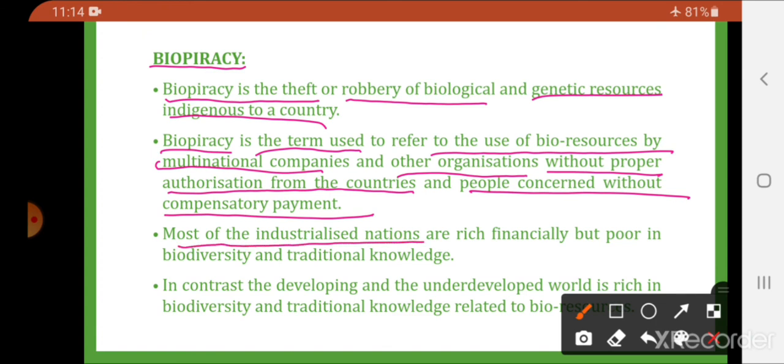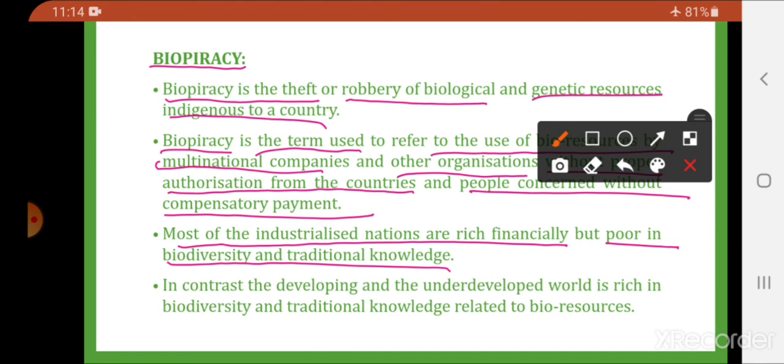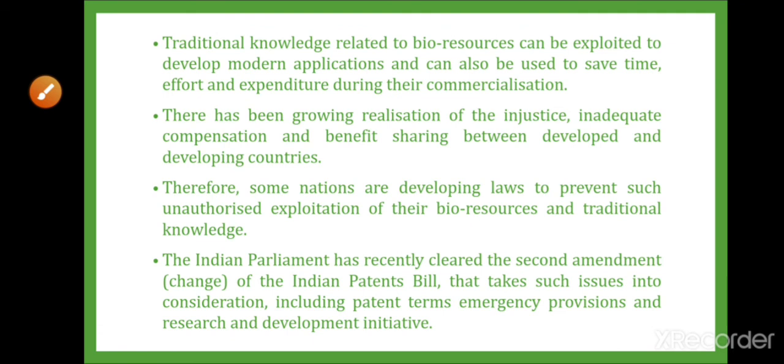Most of the industrialized nations are rich financially but poor in biodiversity and traditional knowledge. As I told you कि जो developed country है, industrialized nations हैं, they are rich financially but उनके पास जो traditional knowledge है that is very poor. Vice versa to that, the developing and the underdeveloped world is rich in biodiversity and traditional knowledge related to bioresources. So जो developing countries हैं या underdeveloped countries हैं, though financially they are not rich but they are very rich in their biodiversity as well as the traditional knowledge related to their resources.